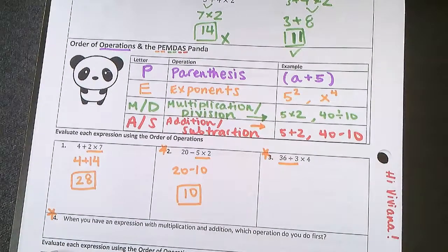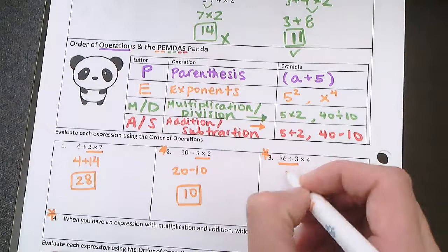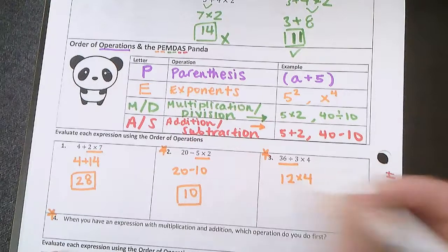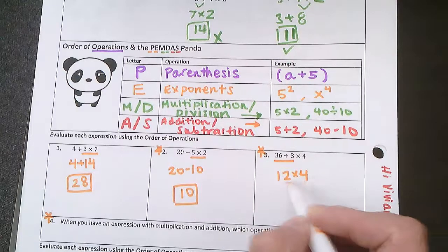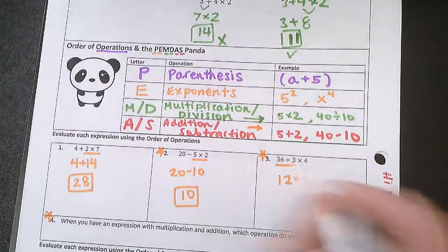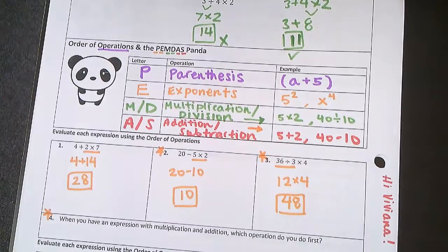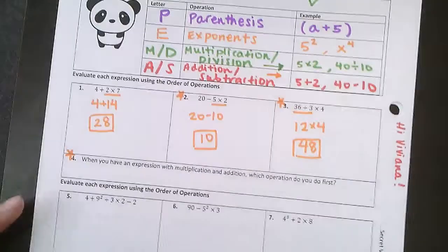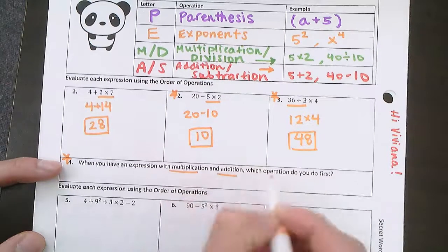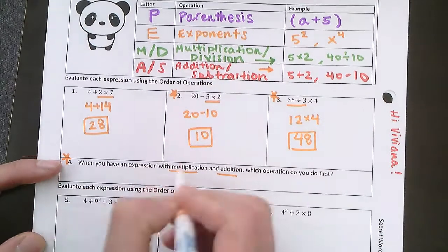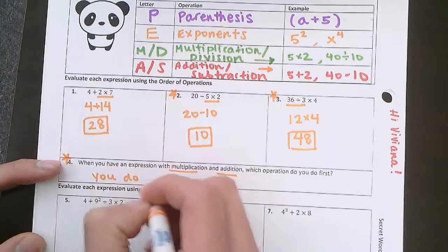36 divided by 3, let's do that first. If you need a calculator, you can use it, or if you know it in your head, 36 divided by 3 is 12, and then 12 times 4. 4 times 10 is 40. 4 times 2 is 8. Add those together. 40 plus 8 is 48. Okay, if you got that, gold star for you. And number 4, when you have an expression with multiplication and addition, which one do you do first? Well, in PEMDAS, multiplication comes before addition, so you would do the multiplication first.